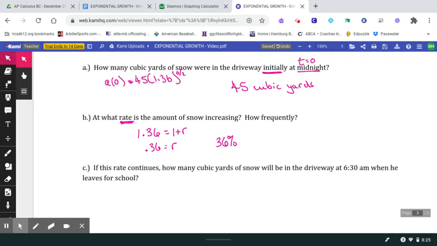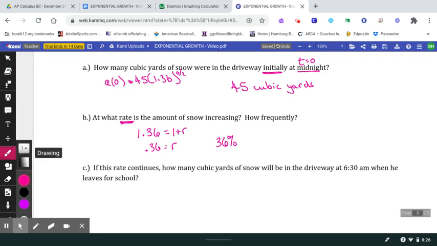If this rate continues, how many cubic yards of snow will be in the driveway at 6:30 a.m. when we try to leave for school? So what we're going to do is substitute a 6.5 because it's 6.5 hours. So we could say A of 6.5 is equivalent to 45 times 1.36.